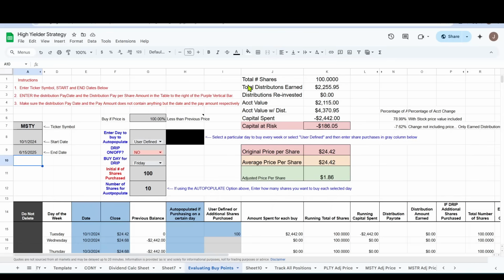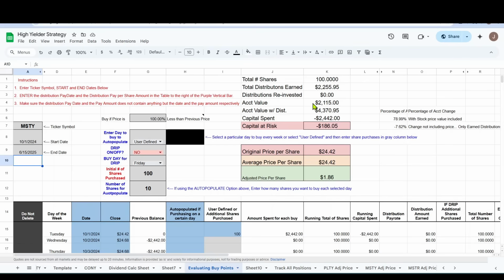The total distributions we will have earned was about $2,200. The drip is off, so we are not reinvesting. So in this case, we are keeping our distributions. The account value, and this is basically the number of shares times the current price of MSTY. And the current price of MSTY on this sheet currently is $21.15 times 100 shares is $2,115.